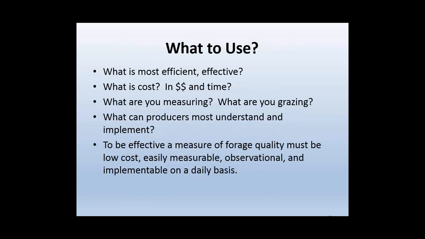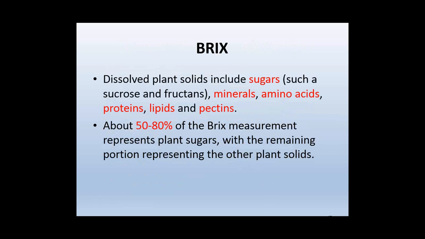You also have to take into account what producers can most understand and implement, and that to be effective in terms of a measure of forage quality, it needs to be low cost, easily measurable, observational, and frequently implementable. And so one of the tools that we use frequently is plant tissue analysis, but the tool that we can use more frequently, and every producer can use on their own, is plant brix.